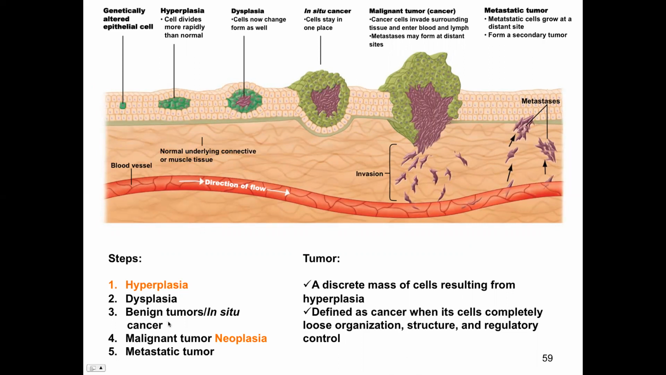And then you can get a benign or in situ tumor. So the tumor is localized into a particular location. And then you can go on to a malignant tumor. And this is where you start getting a neoplasia. You might see this as well, neoplasia. Here you've got this abnormal growth of weird cells. So that would be neoplasia. So always when you see that, it's sort of implying cancer.